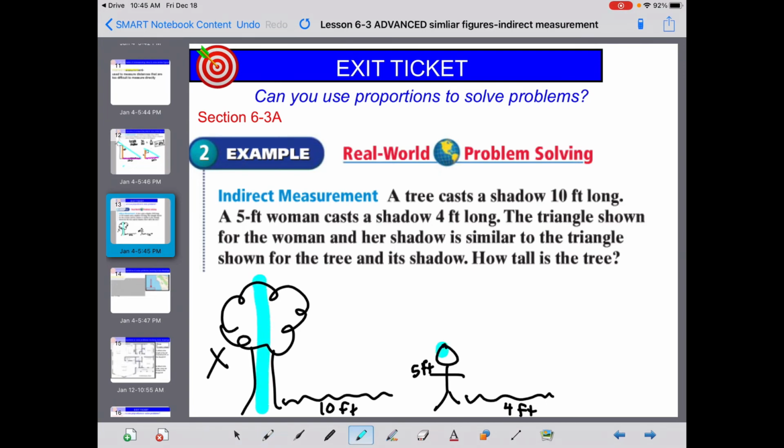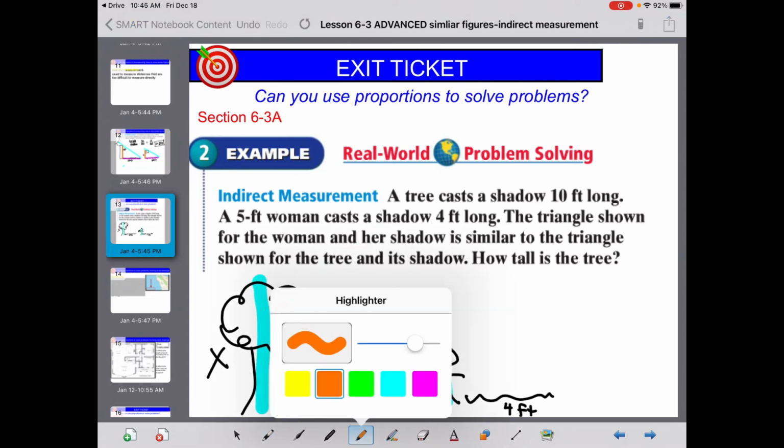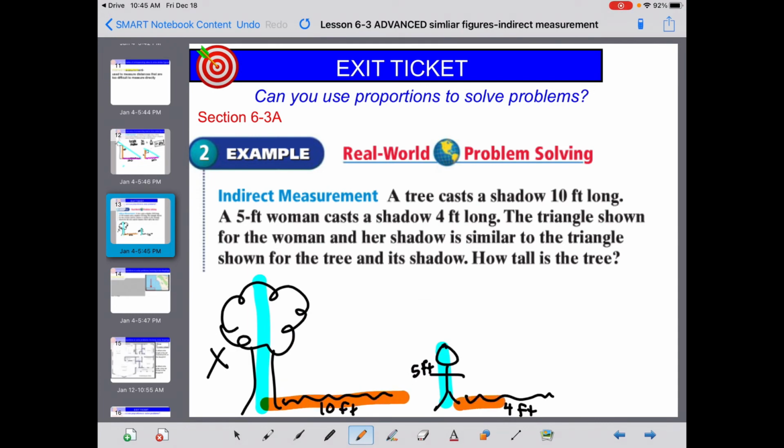So this is what I'm wondering. The height of the tree corresponds to the height of the woman. The shadows are always corresponding to the other shadow. Again, this creates a similar figure because of the way the sun comes down at the same angle.